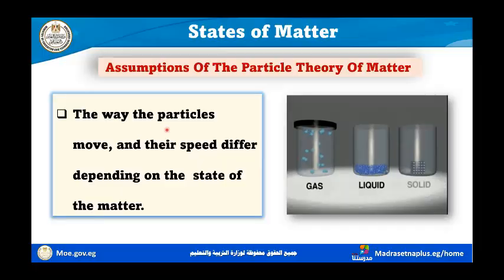The way the particles move and their speed differ depending on the state of matter. So we will observe that in the gaseous state the particles are moving very fast. In liquid the speed is less than in the gaseous state, and in the solid there is only vibration in place, without any noticeable motion of the particles. We are going to explain more in our session.